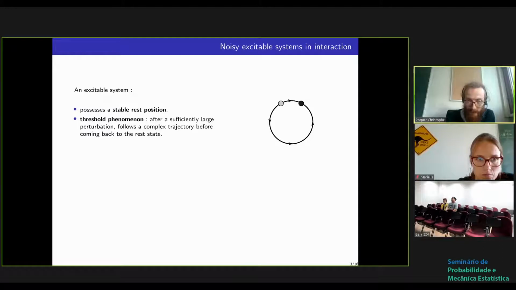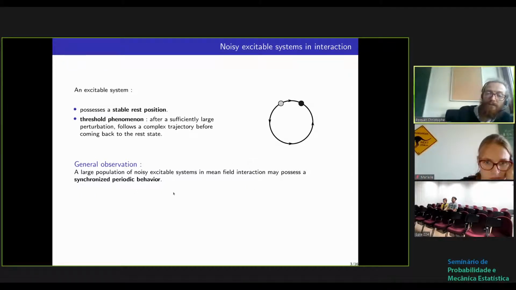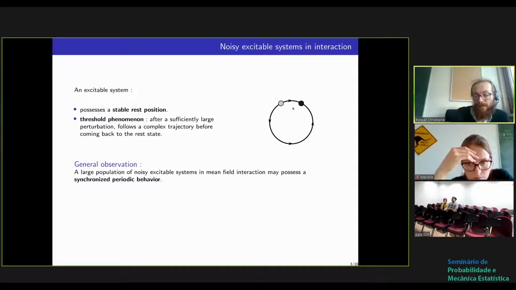Okay, and why are excitable systems interesting in the case of mean-field interaction? It's simply because it has been remarked that for noisy excitable systems, if you put them with mean-field interaction and you also add noise, then you can observe some synchronized periodic behavior. That means that you take units that on their own don't have any periodic behavior. These simple dynamics here don't have any periodic behavior, but then you add some interaction. You consider a lot of excitable systems. You make them interact. You add some noise. If you choose the parameters well, then you can observe some global periodic behavior. It's something that is surprising. It's a periodic behavior given by noise and interaction, and it has been observed in many excitable systems.